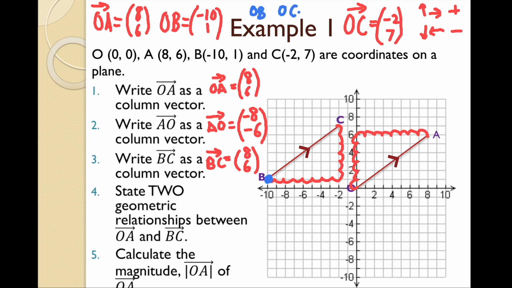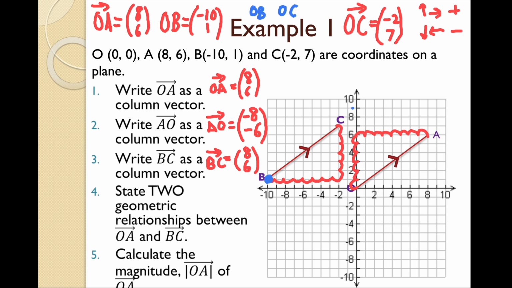OB, OC. What do you notice about those two? They have a common point. Okay? So I want y'all to visualize Anguilla right now. If you're leaving, say, the high school, you want to get to Blowing Point.